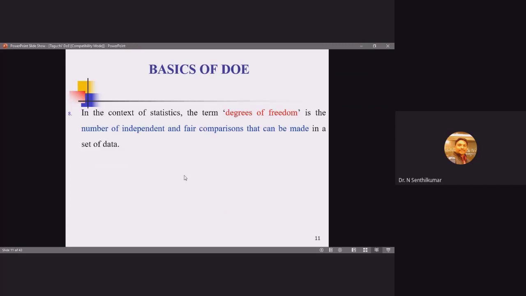And degrees of freedom, this is a very, very important thing, right? The degrees of freedom is defined as the number of independent and fair comparisons that can be made in a set of data, right? For example, I am going to have 2 data, data A, data B. So how many comparisons can be made among them? Only one comparison can be made along 2 different sets, set A, set B. Only one comparison can be done. So the degrees of freedom is going to be 1.